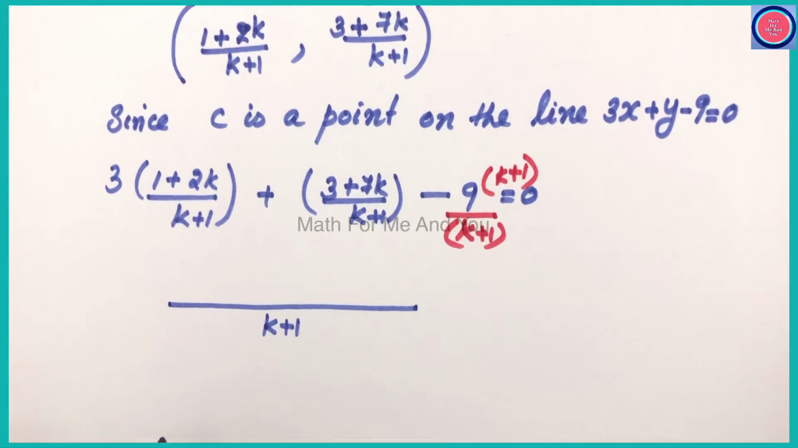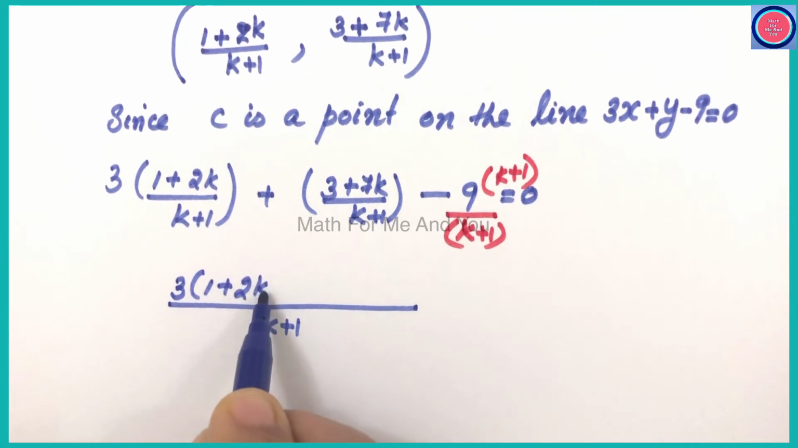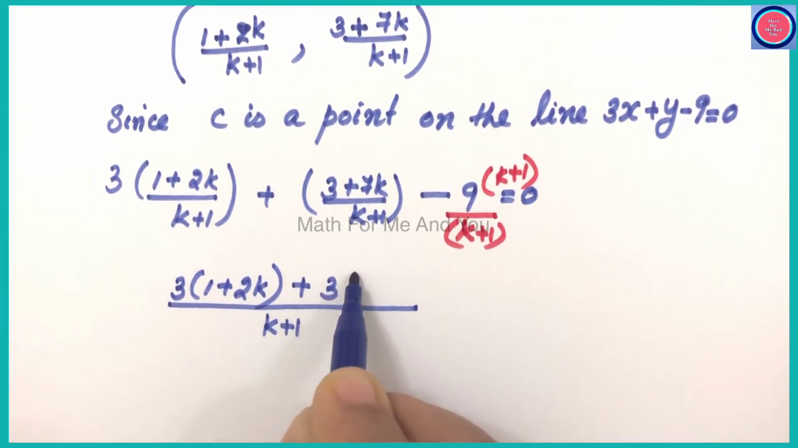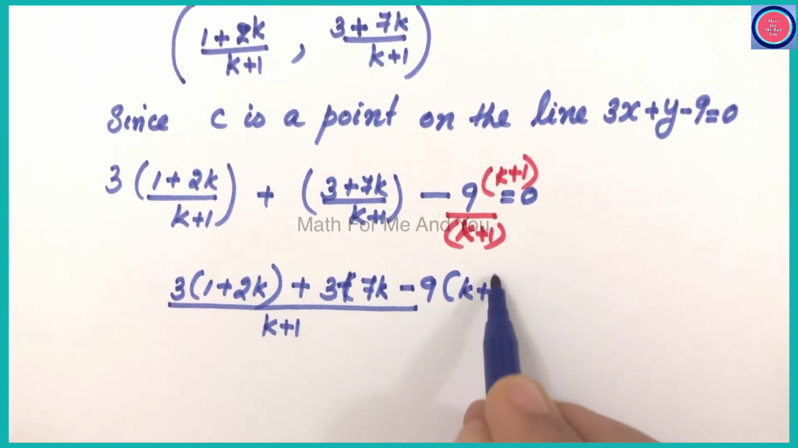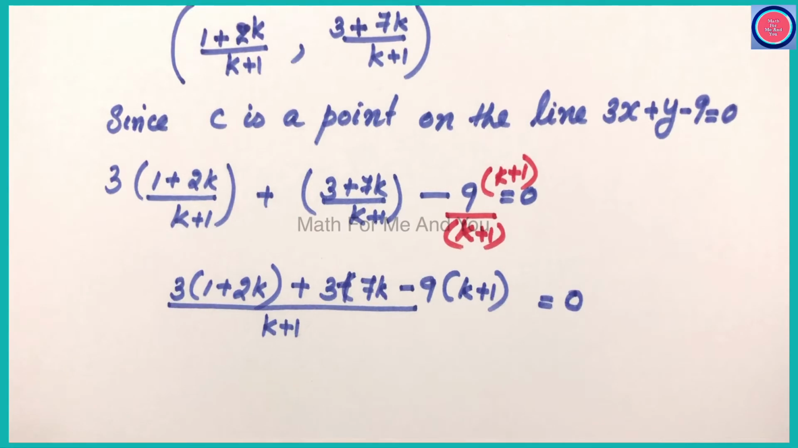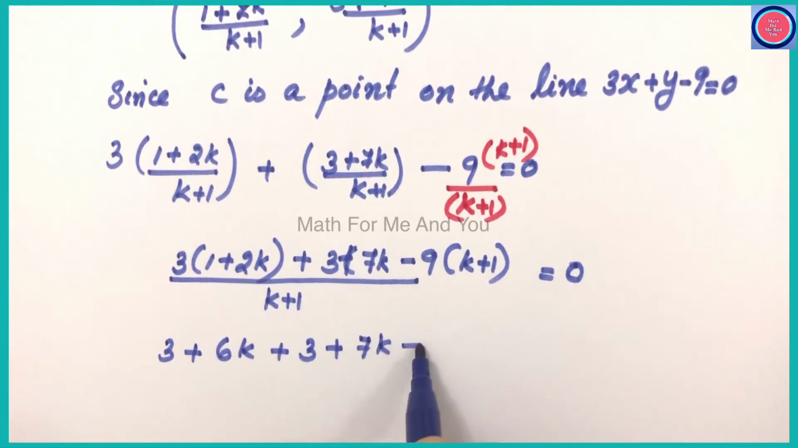So we can write the common denominator k plus 1, and now we can write the numerators together. That means 3 times 1 plus 2k plus 3 plus 7k, then minus 9 times k plus 1 is equal to 0. When we cross multiply, the denominator k plus 1 becomes 0. So we can write only the numerator, that is, open the bracket, 3 plus 6k plus 3 plus 7k, then again we can see a bracket, we can remove that, minus 9k minus 9 is equal to 0.